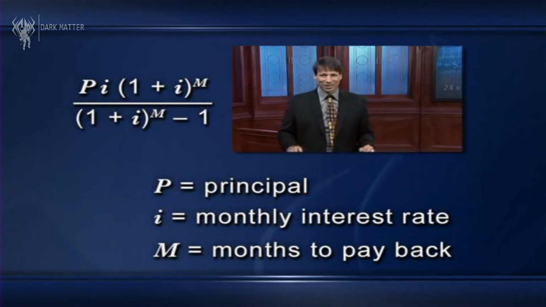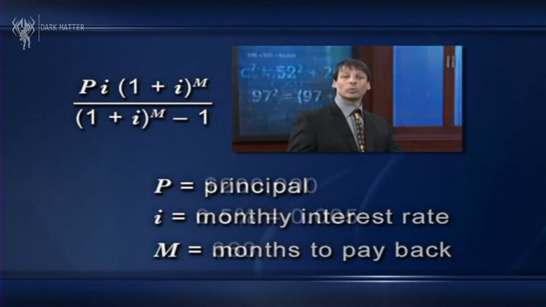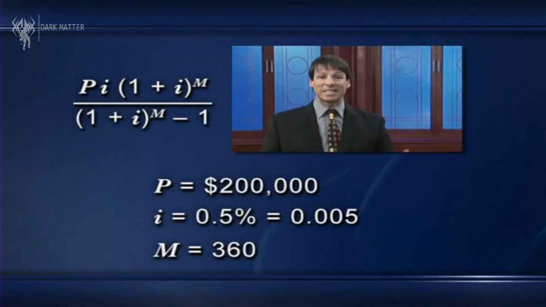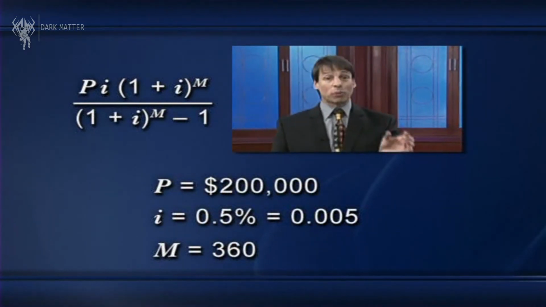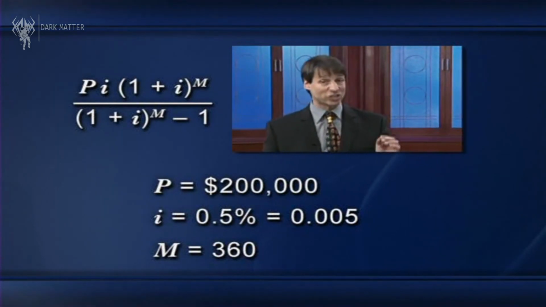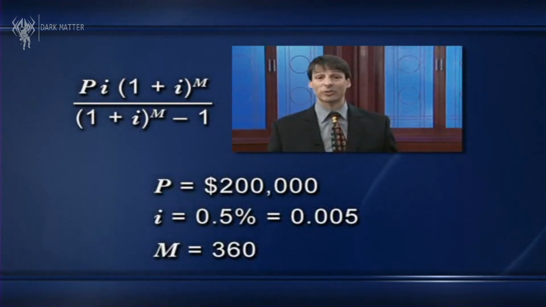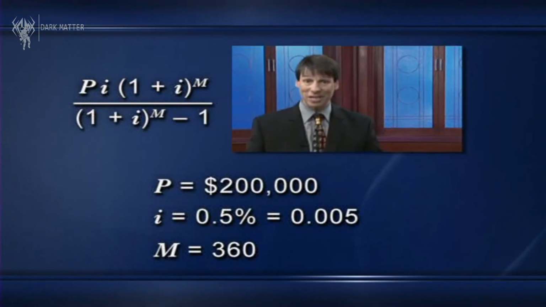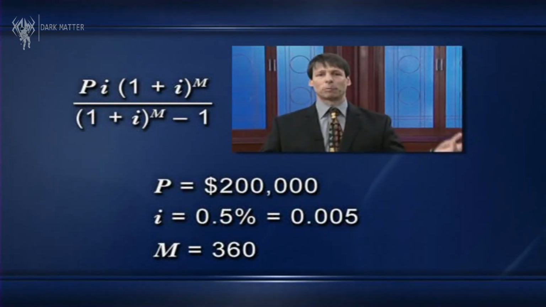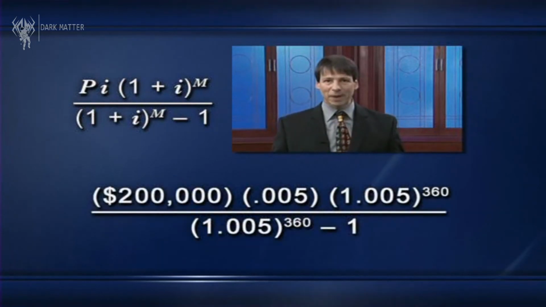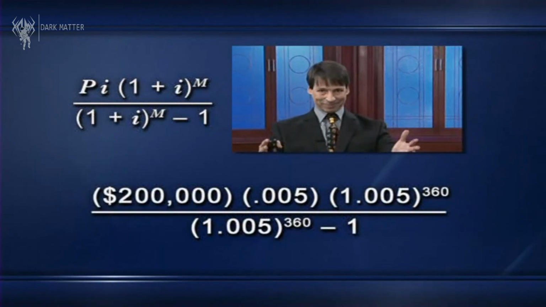Let's look at some numbers. In our last example, P was $200,000. The interest rate per month was 0.5% or 0.005. And the number of months, M, is 360. So plugging that all in, the monthly payment would be given by this.